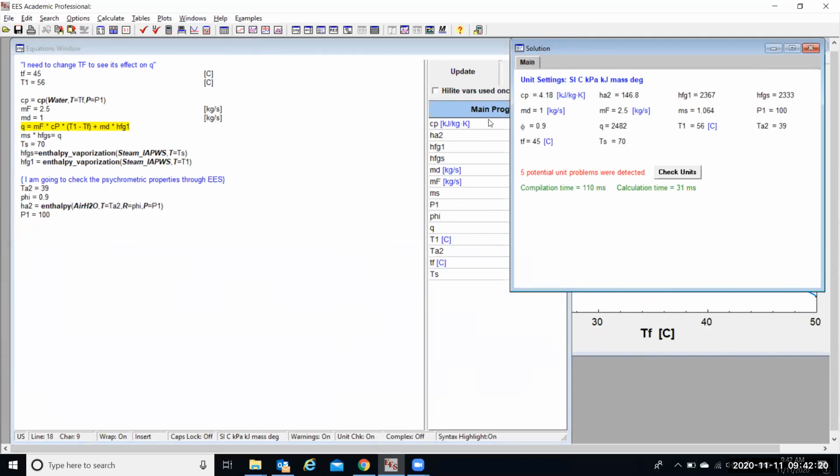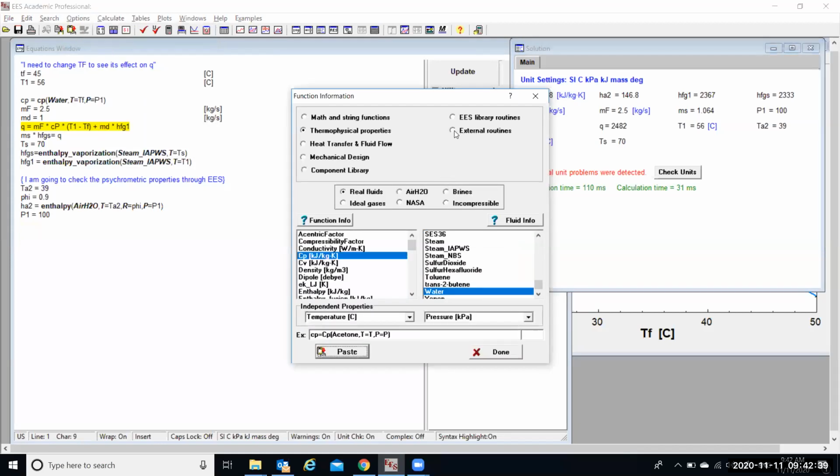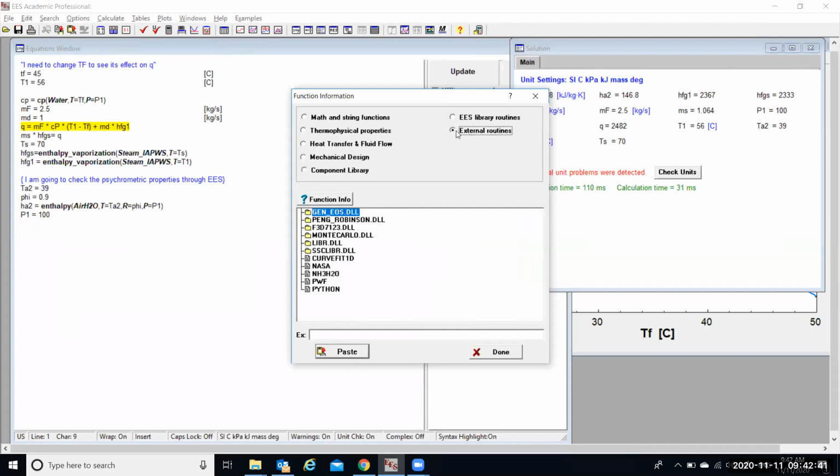So here the value of CP is calculated to be 4.18. This is for pure water. What if I'm not using pure water? What if I'm using salty water? Then do we have properties of seawater built in here? The answer is yes, and you can find these in the external routines. I think we have communicated with the author of this software so that he would add the seawater properties in.